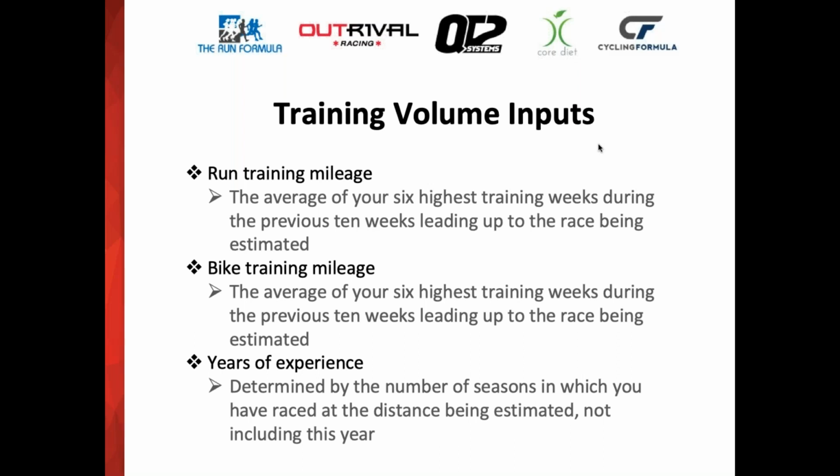So if you ran one 60-mile week, you're not putting 60 in the run training mileage. You're averaging those out, and that makes a big difference for a lot of people. Maybe somebody did a high of 60 miles for 1 week, but in general, their average was around 50, which would make more sense. Same thing, it'll ask you bike training mileage.